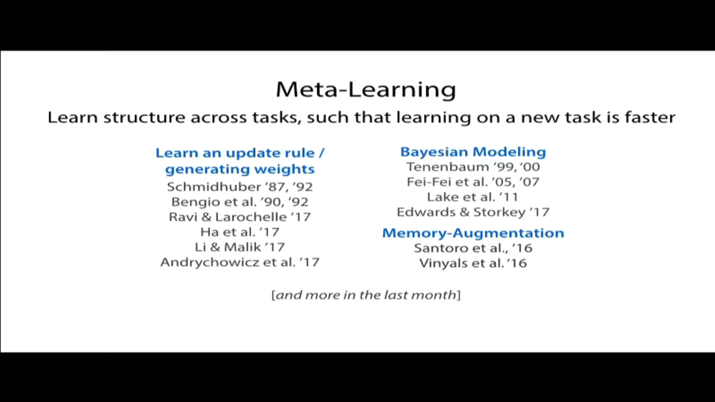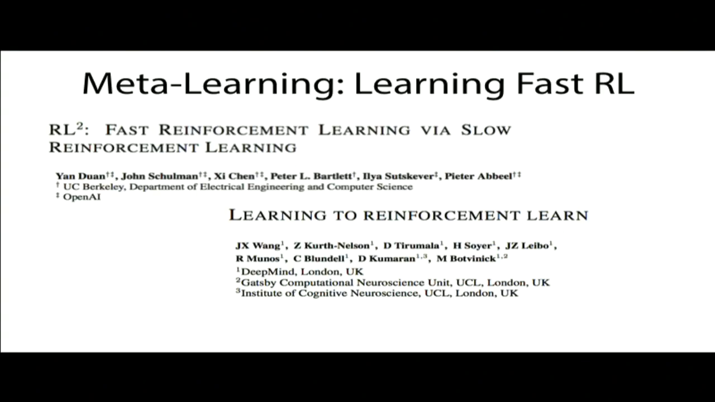But we can also do this for reinforcement learning and try to use meta-learning to learn faster reinforcement learning algorithms. So this is exactly what a couple of very recent papers did, and the key idea here is they're going to try and train a recurrent neural network to learn how to solve new MDPs.